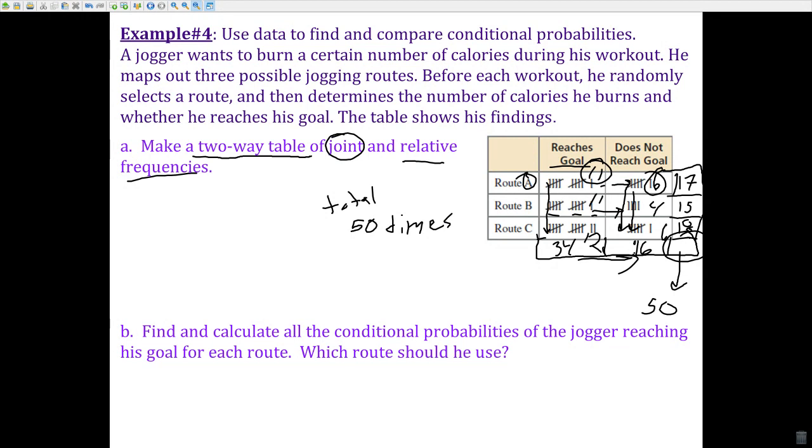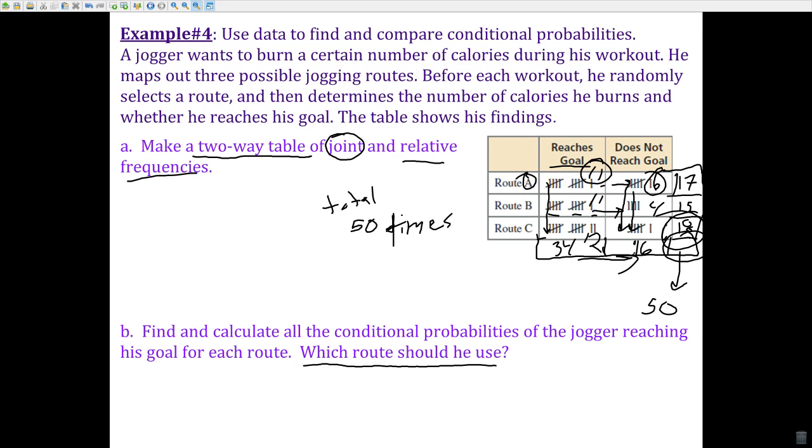Right? So that's going to be times. Yeah, times. That's going to be important in making our new frequency table, right? And that'll help us to answer this last question: which route should he use if he wants to burn calories at a more success rate, right? So we'll look at this number here, whatever that's going to be. We need to find those percentages. We need to find those kinds of things.